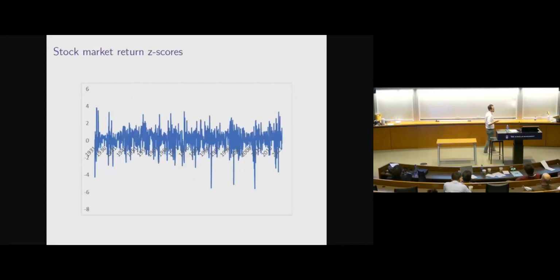So just to see that asymmetry, this is a plot of returns on the aggregate stock market. I converted them into z-scores. You can see the asymmetry here. You get a lot of movements down to say -4 standard deviations and many fewer that are that positive. The skewness for this series is about -0.6.